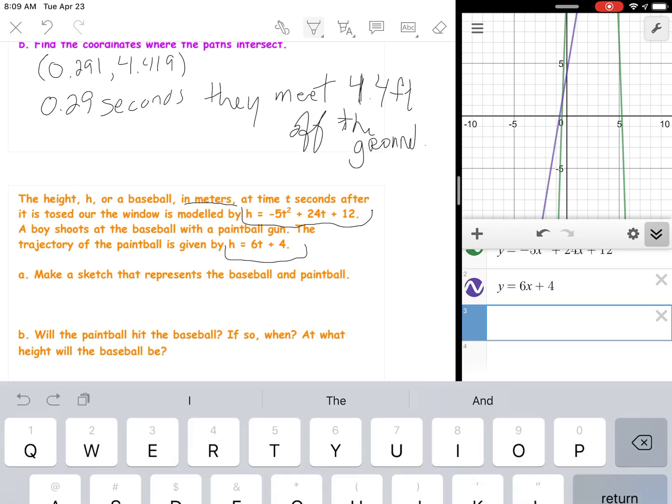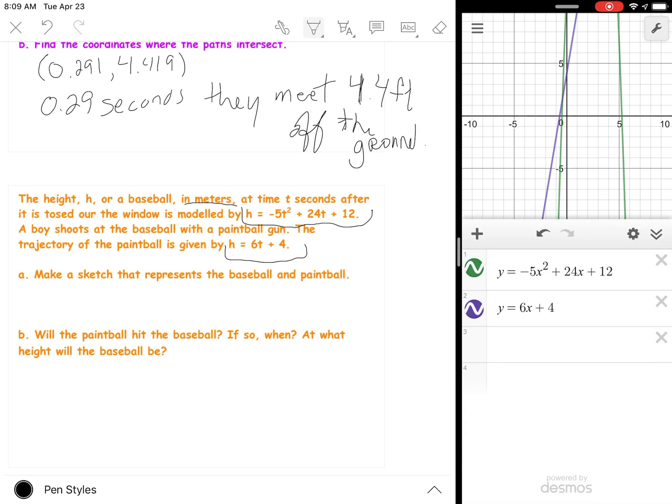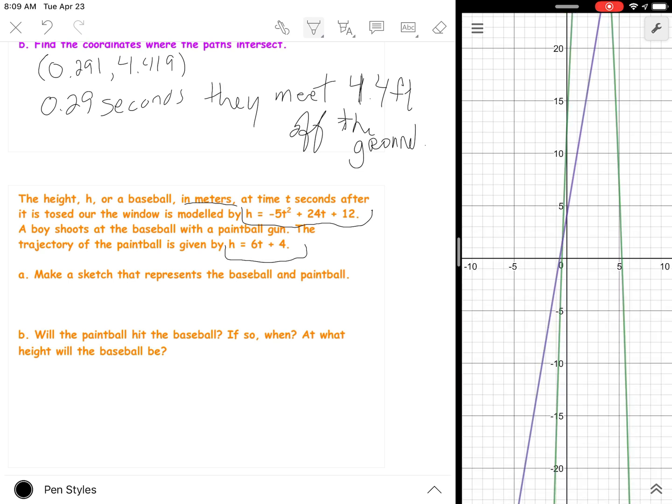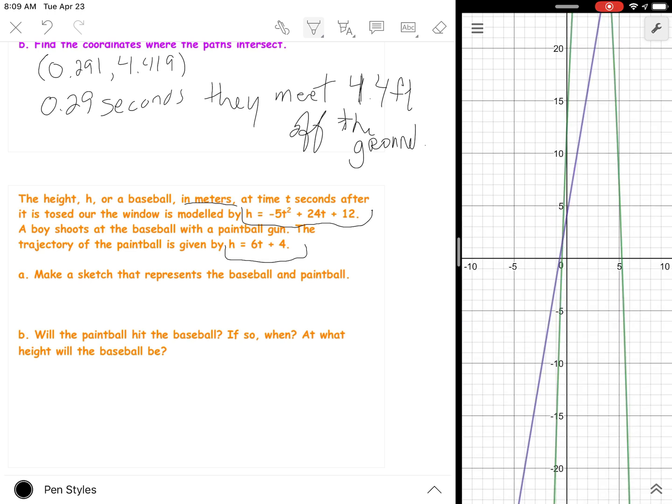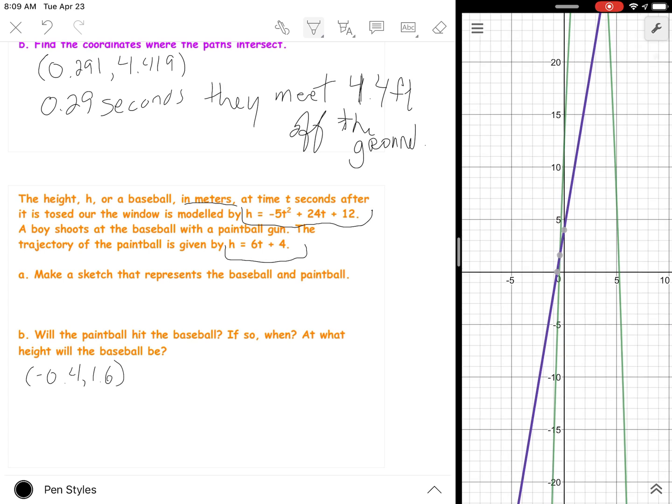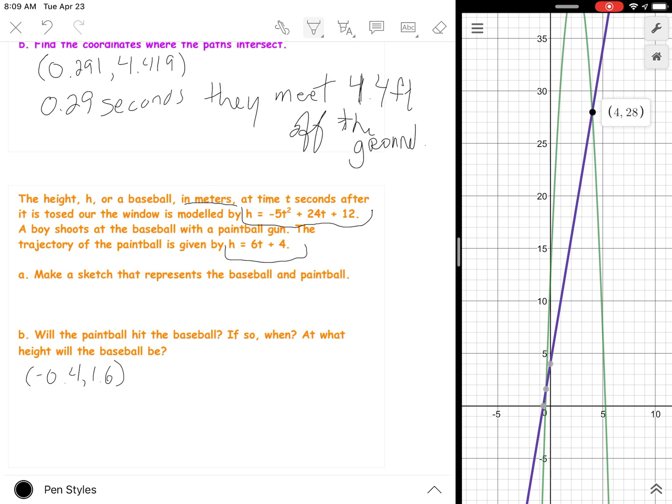Okay. Now on Desmos here, I don't quite see them. I just put the double arrows, and that puts the equations down below. I don't see where they intersect. Well, I guess I do, but one of them is going to be at, better pull that up again, negative 0.4, 1.6. Okay, I'm going to scroll this up, and I'm going to find the other one of 4, 28.